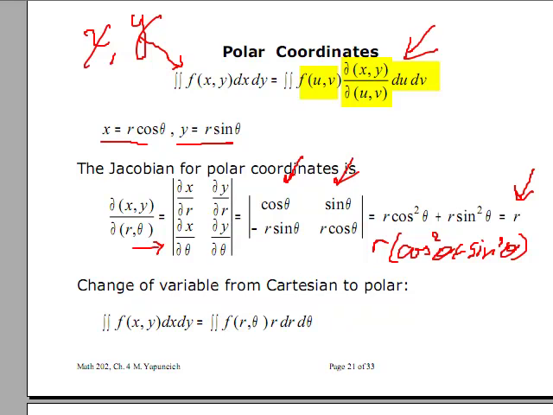You take the function f of x, y, and you just write it in terms of r theta. The dx dy gets replaced by r dr d theta. You can memorize this if you want. It appears very frequently. So the Jacobian to go from Cartesian to polar is r.